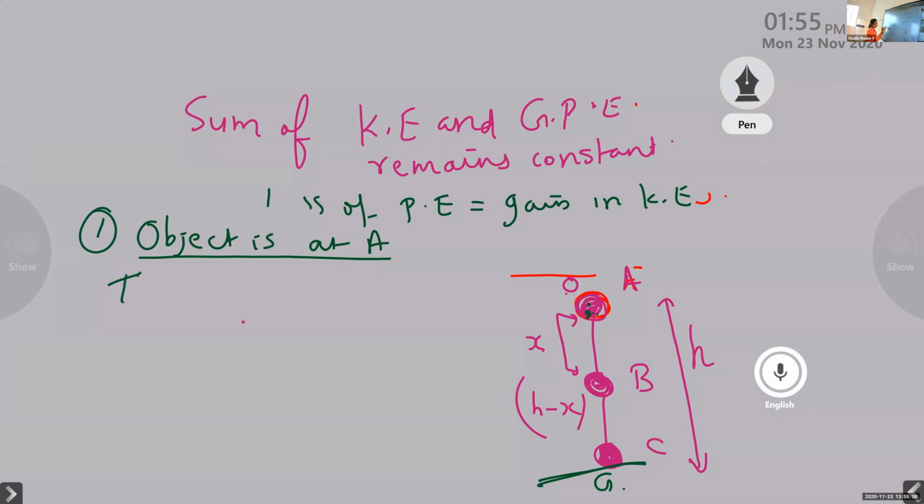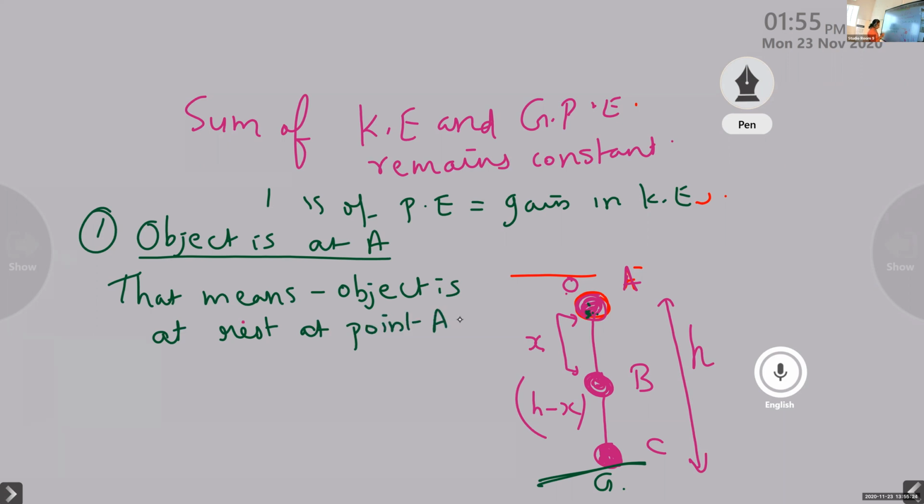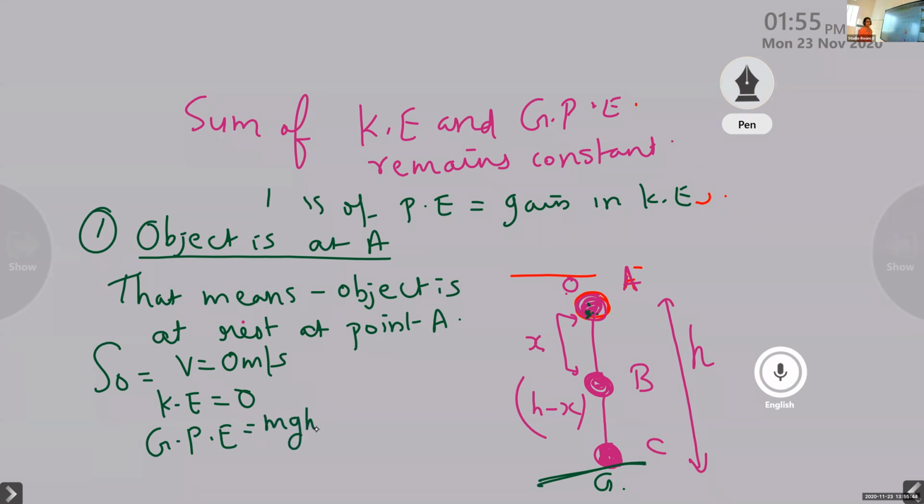That means the object is at rest at point A. So velocity is 0 because it is not moving. Thus, kinetic energy is 0. And it is already mentioned in the introduction statement, GPE, the total energy at that point is mgh.